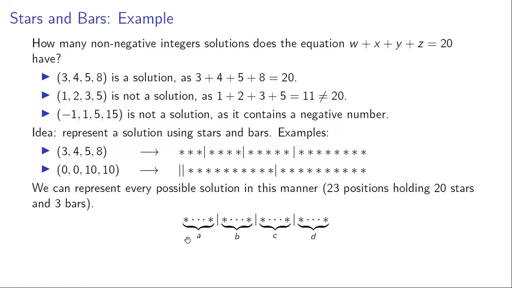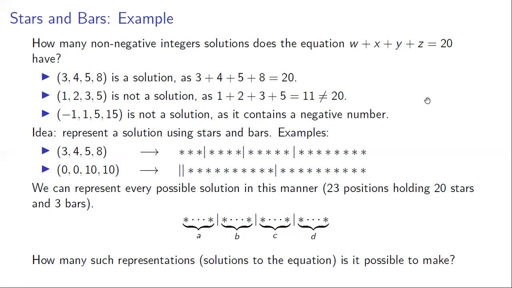So the idea is like this, the first few stars represent the, I'm sorry, this is not A, this should be W, X, and Y, and Z. Okay. This should be W, this should be X, this should be Y, and this should be Z. Anyways, pretend it says that.